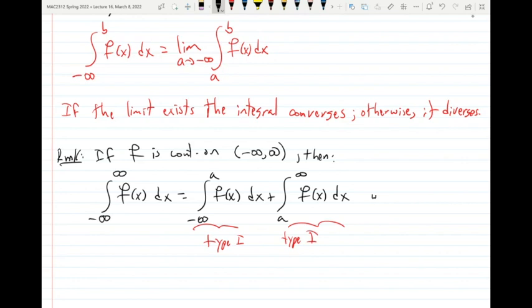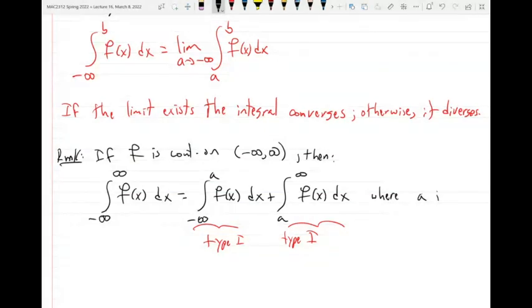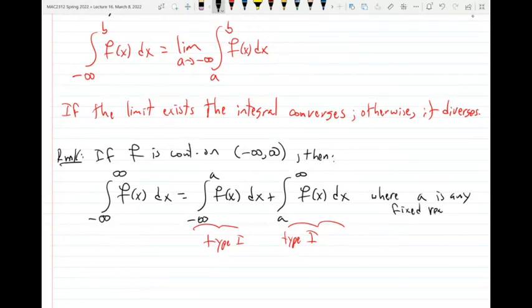Yes? Can't you not pick 0 if it would create a type 2? So that's why it's not going to create type 2. That's why I'm saying f is continuous, right? So I know that there are no issues. Yeah, so if you're going to create an issue, then you don't do that. So where a is any fixed real number. Again, for convenience, we typically would pick 0, but I don't want to force you to pick 0. You pick whatever you want, okay?